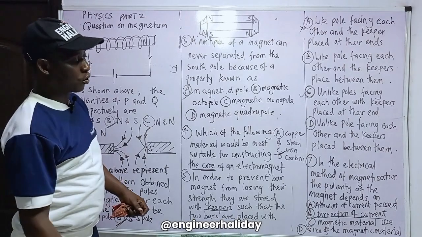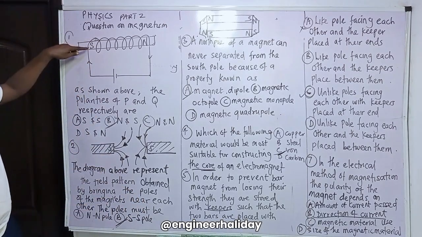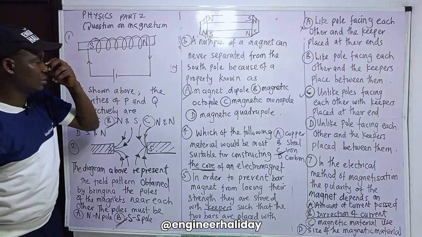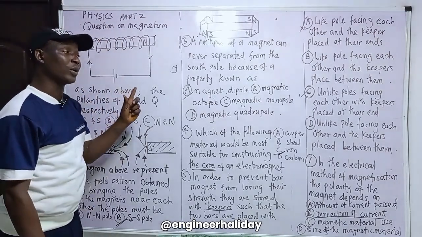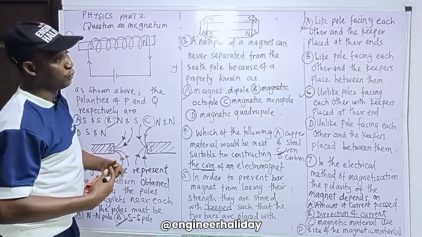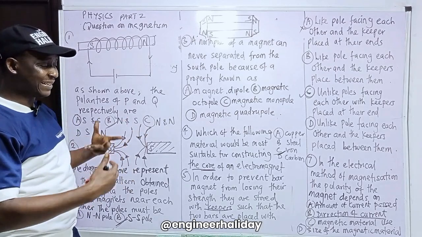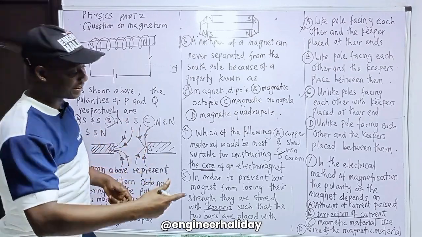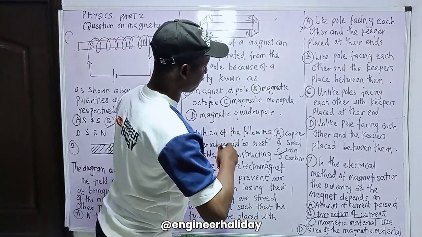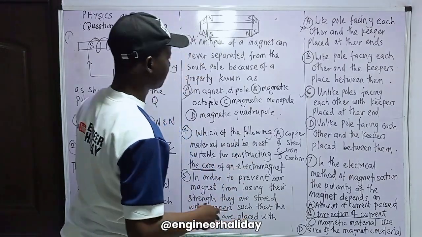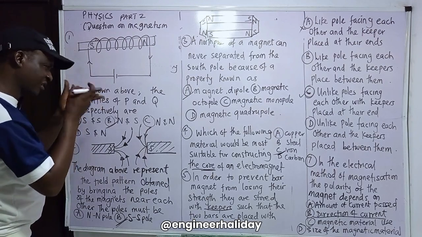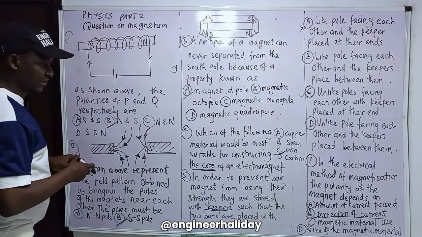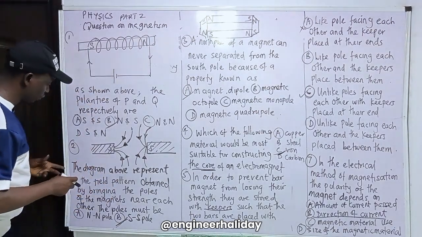So in that case, where the current enters is the south, and where the current leaves is the north. But don't forget, it's opposite to the direction of field. The direction of field of a magnet comes from the north and enters the south. That means the solenoid works almost similar to a magnet also. Yes, now let's go.